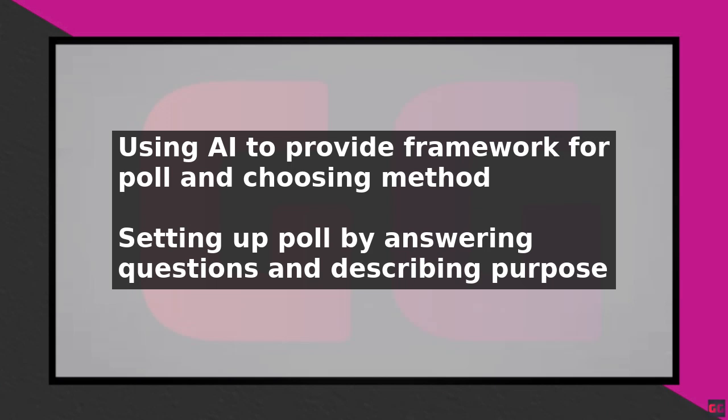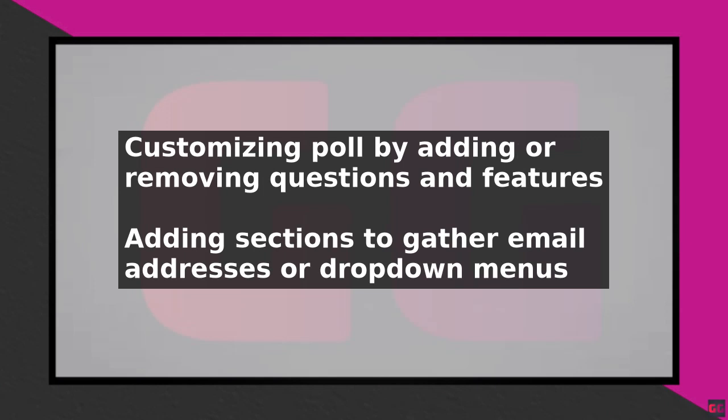You'll also be asked to provide some basic information about your business. Once you've provided this information, the AI will generate a poll for you. The poll can include a variety of question types, such as ratings, multiple choice questions, and open-ended questions. You can customize the poll by adding or removing questions, and by changing the wording or format of existing questions.